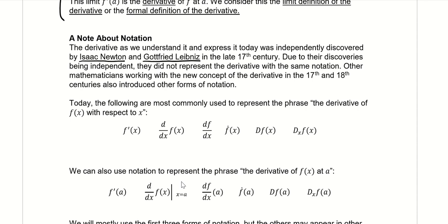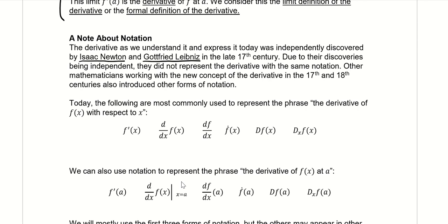He did a lot of work in philosophy, math. He helped to refine the binary system. He did all sorts of things as well. And calculus, in terms of European discoveries, was basically independently discovered around the same time by these two in the late 17th century. And part of the reason I'm bringing this up is because due to their discoveries being independent, they didn't use the same notation for the derivative.